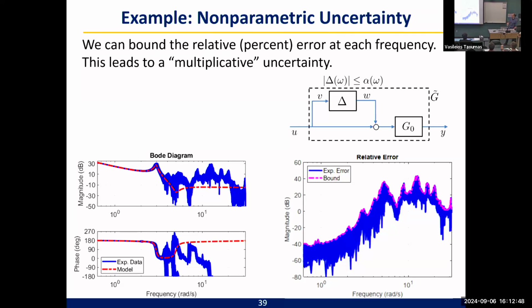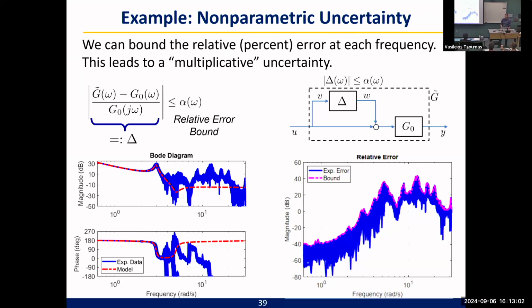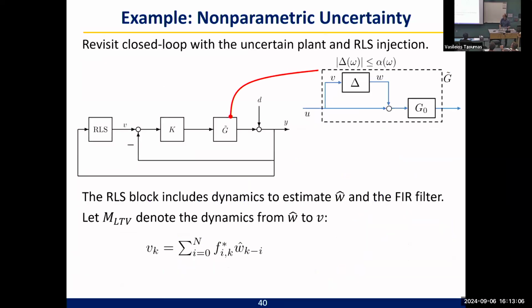Okay, so I can tell you how big the error can be. This could be infinite dimensional as long as it's linear time invariant. So we're not making any assumptions about the state dimension here. We're just saying this is how far away the actual dynamics can be at each frequency. That's the relative error bound.